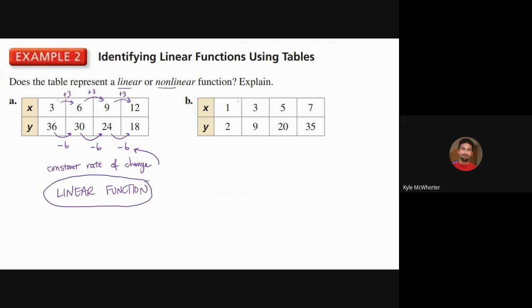For B here, our x value is increasing by 2 each time. What's our y value doing? From 2 to 9, that's up 7. From 9 to 20, that's up 11. From 20 to 35, that's up 15. So that's not a constant rate of change. So this is a non-linear function.